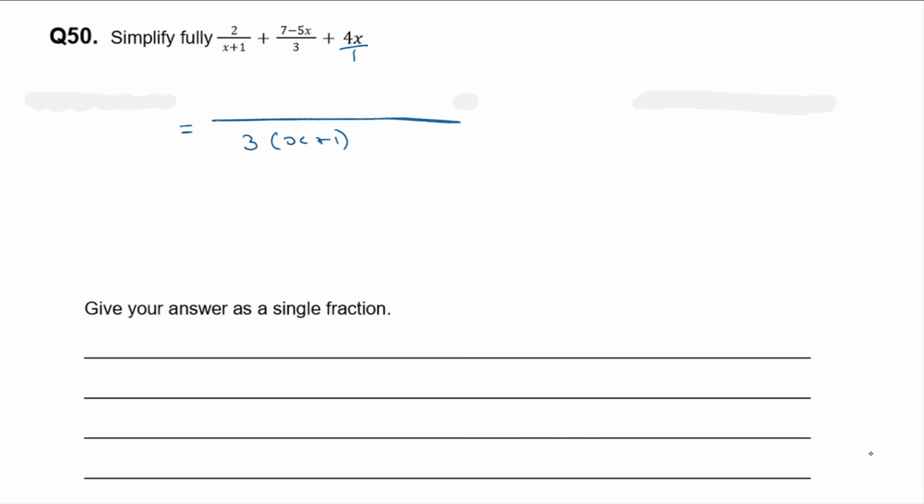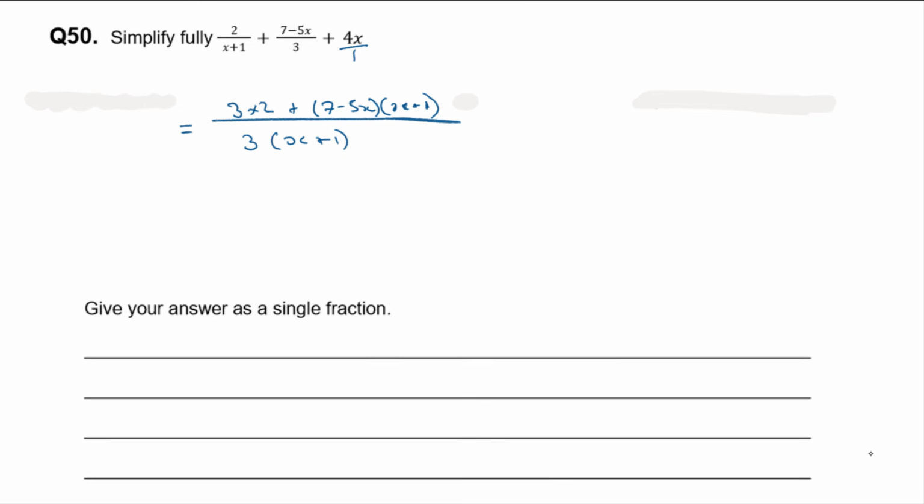Okay, so how many times does x plus 1 go into 3x plus 1? It goes in 3 times. So I'm going to have to multiply the 2 by 3. So 3 lots of 2 plus 3 goes into 3 lots of x plus 1 times. So I'm going to do 7 minus 5x times x plus 1.